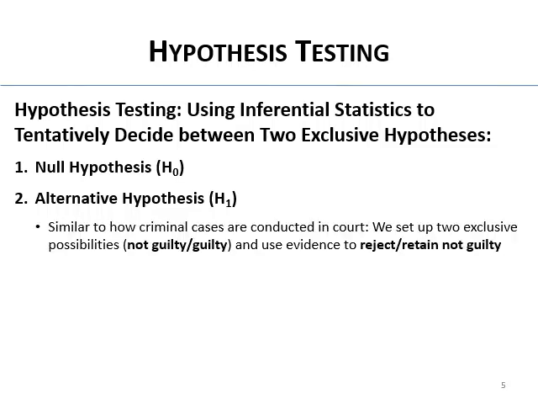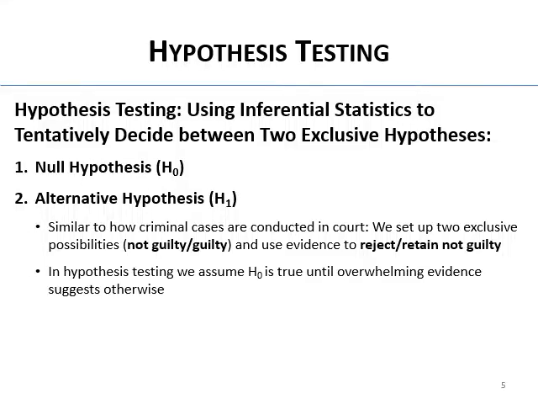And the way we do hypothesis testing is similar to how criminal cases are conducted in our courts. We set up two exclusive outcomes, right? Guilty, not guilty. It's actually not innocent. It's guilty, not guilty, right? And we either reject or retain guilt, right? So we either retain innocence or we reject innocence is really what we do.